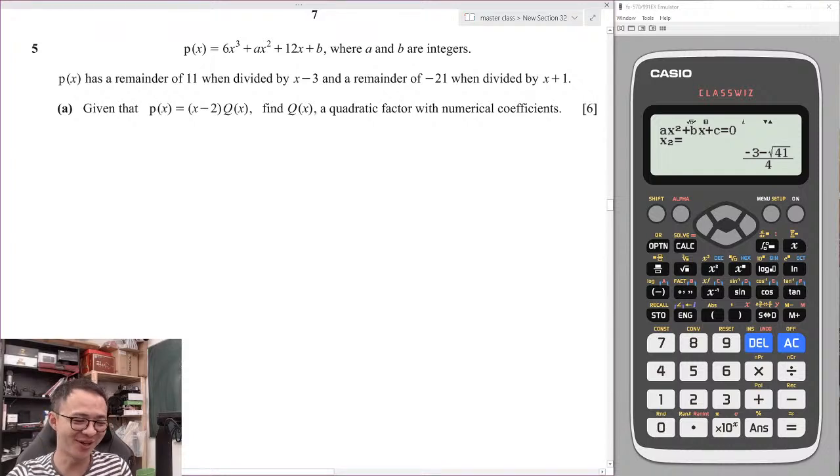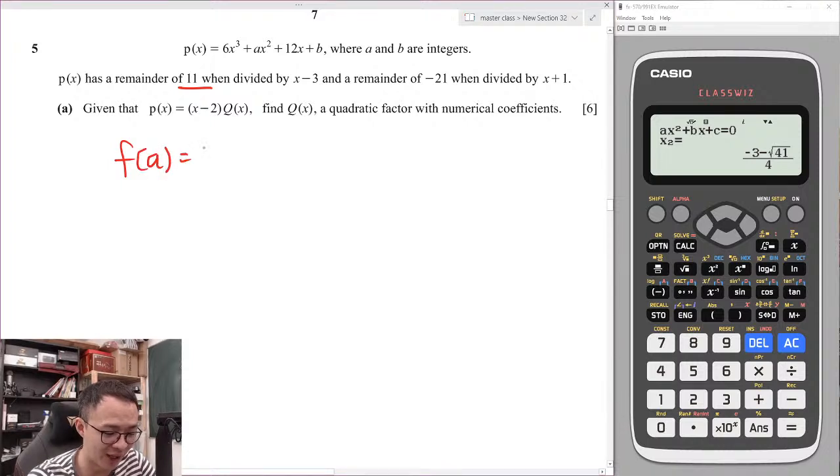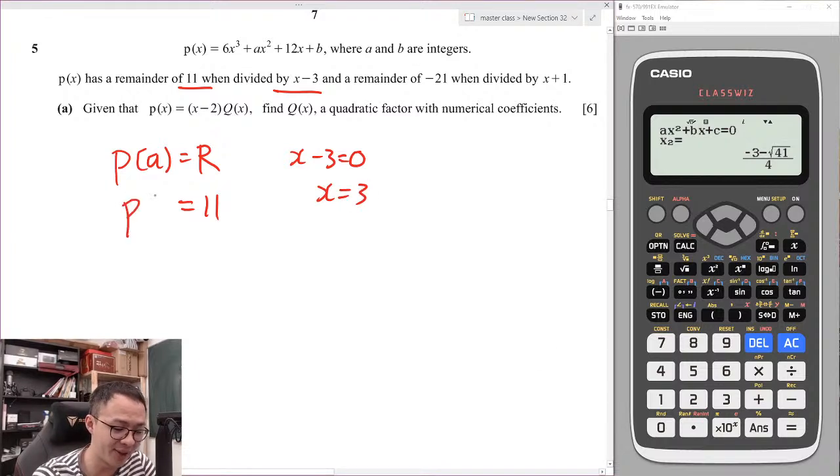Thanks for subscribing. Alright, so number 5, remainder theorem and factor theorem. The question tells you that p(x) has a remainder of 11. So we will use the formula f(a) equals r. But in this case, you are no longer using function f, they use the function p. So I will just say p(a) equals r. r is the remainder value, which is 11. And a will be the divisor. Here, you need to make it equal to 0. So x equals 3, right? So therefore, p(3) equals 11. Okay, you get the idea?